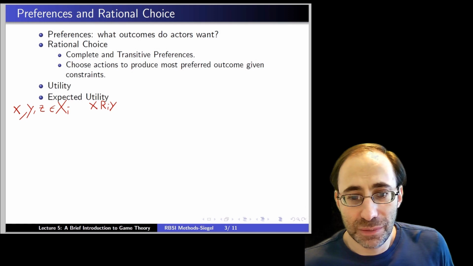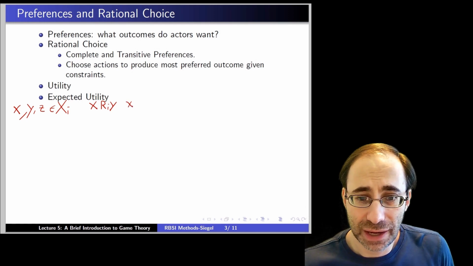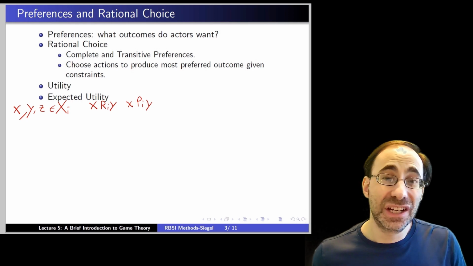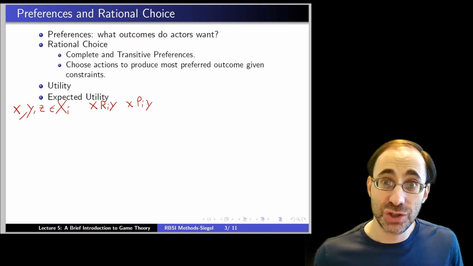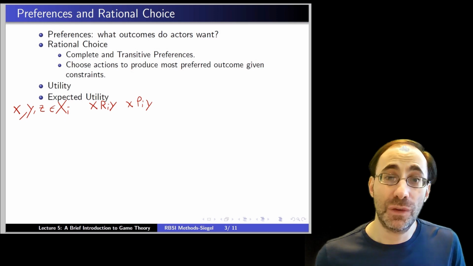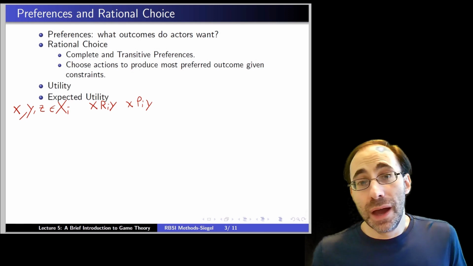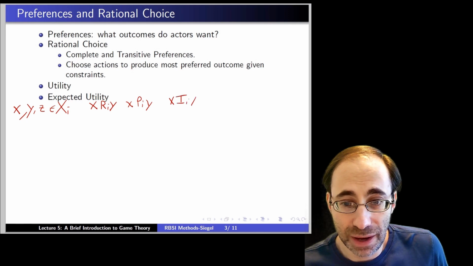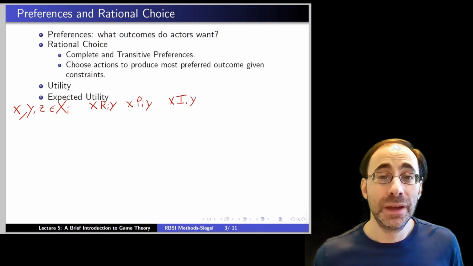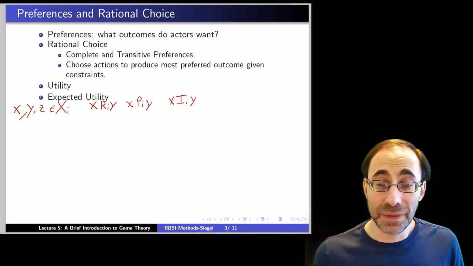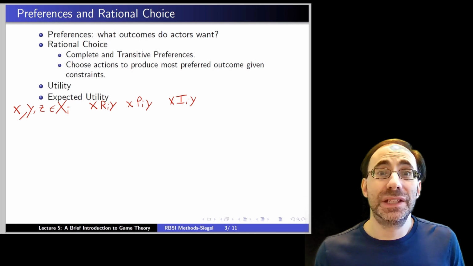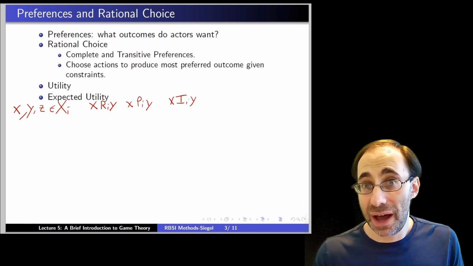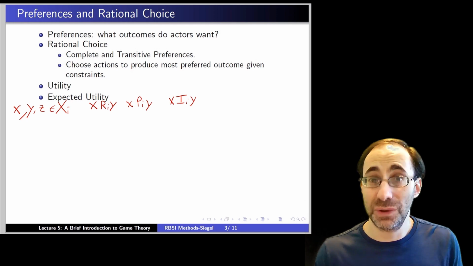If you want to be a little more firm about it, we can say x P sub i y. That means I like x strictly better than y. I prefer x to y strictly. I would always choose x over y if given the choice. I might have things go the other way, so I might have x I y, and that means I'm indifferent between x and y. Now, indifference here has a very specific meaning. It's not I'm not sure. It's I literally am indifferent. If you gave me a choice between x and y, I would not care which one I got. I am completely indifferent between those two things.